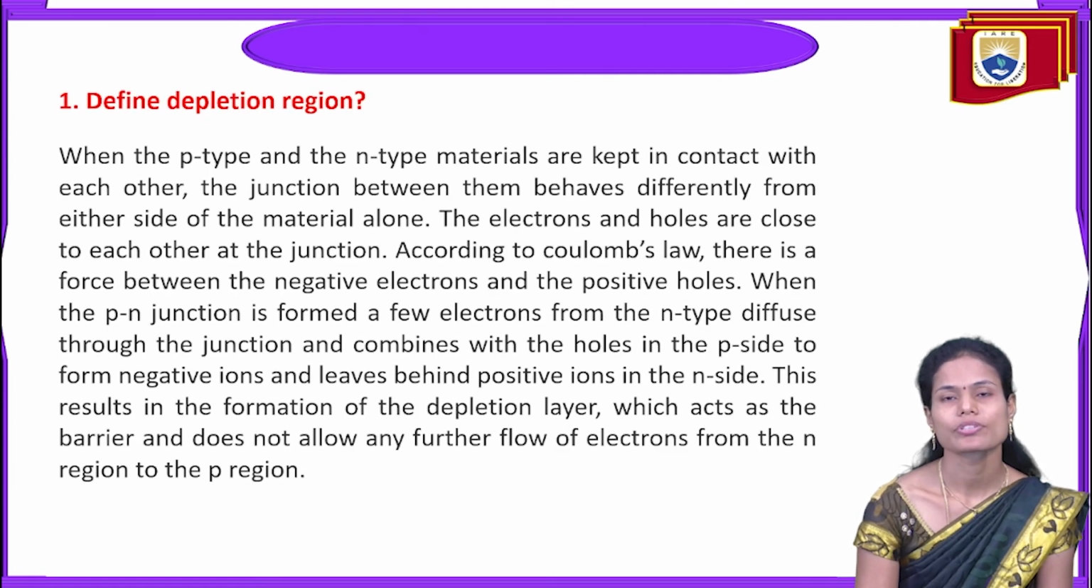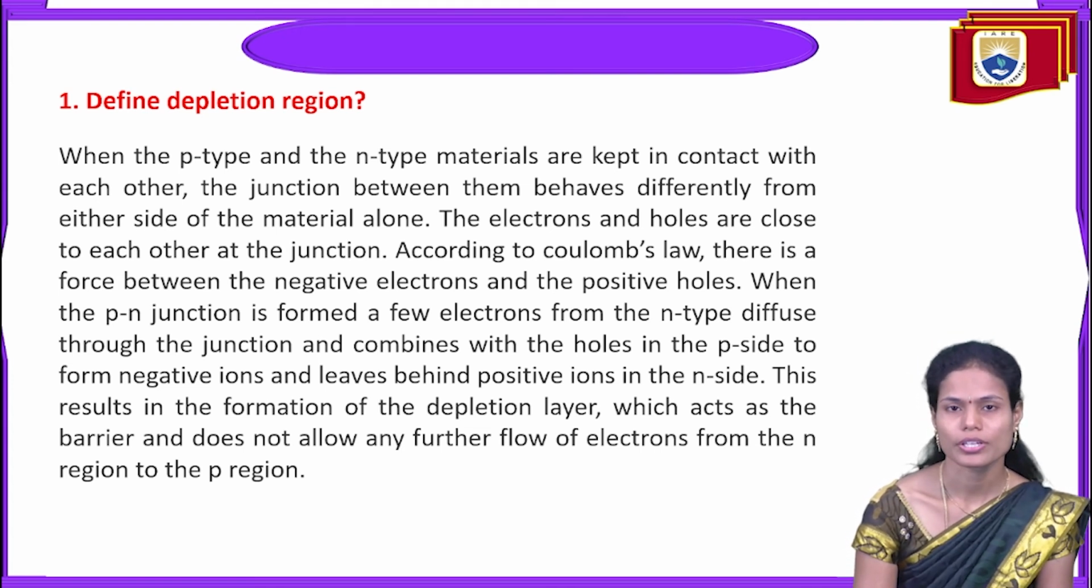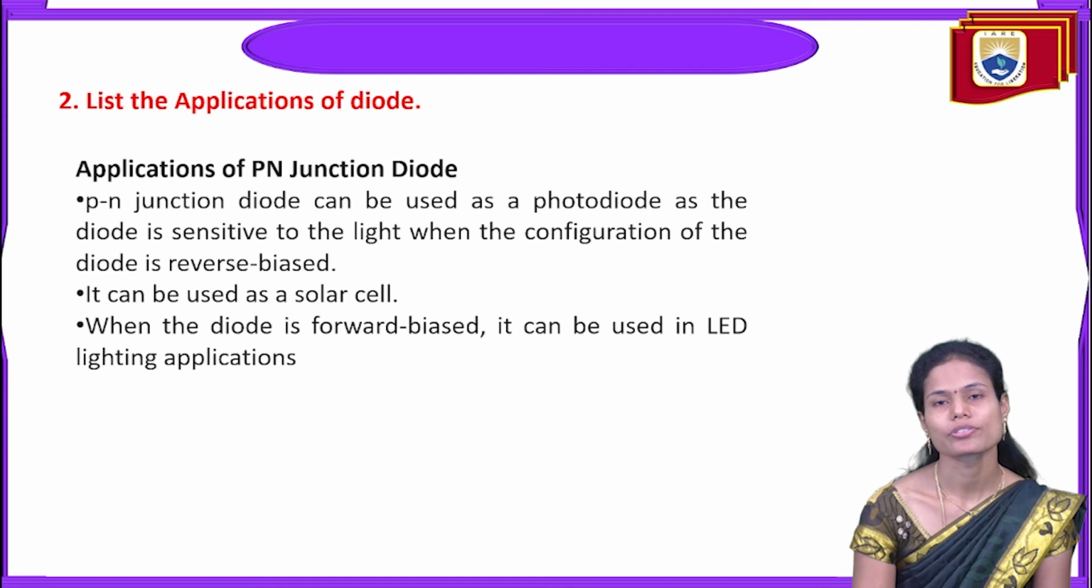In the short answer questions, define depletion region. This depletion region will exist once the P type material as well as the N type material are connected together. Because of the movement of charge carriers in the opposite direction, a depletion region is formed in the circuit. And next, list the applications of the diode.